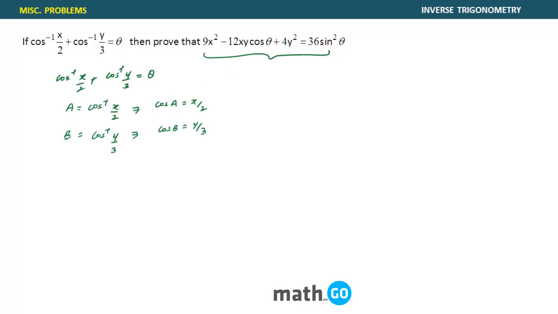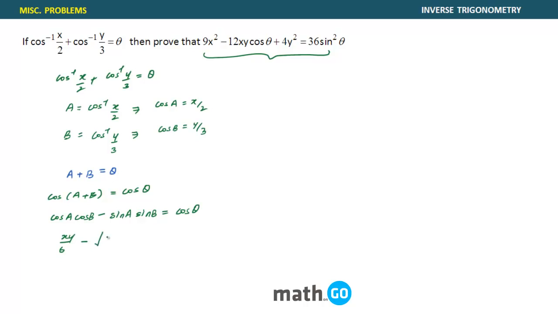Now the question reduces to A plus B is equal to theta. I can take cos on both sides, that is cos of A plus B is equal to cos theta, right? So what is cos of A plus B? That is nothing but cos A cos B minus sin A sin B is equal to cos theta. Now you know all these values. Cos A is x by 2 and cos B is y by 3, so this is xy by 6.